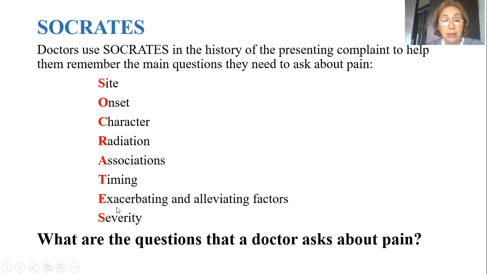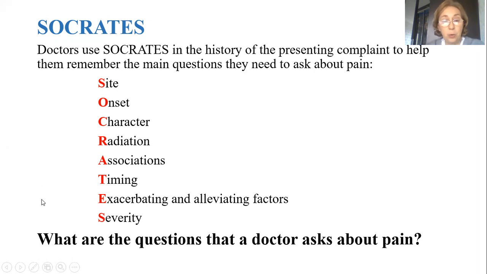The next E stands for exacerbating and alleviating factors. Exacerbating factors are the factors that can make the pain worse, and alleviating factors are factors making pain less severe. And the last letter S stands for severity, how strong the pain is. So this is the SOCRATES model. The doctors should follow it when they meet their patient for the first time.